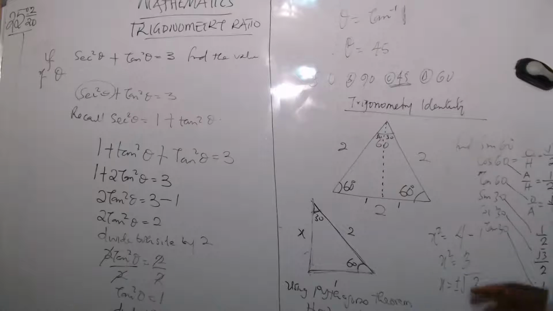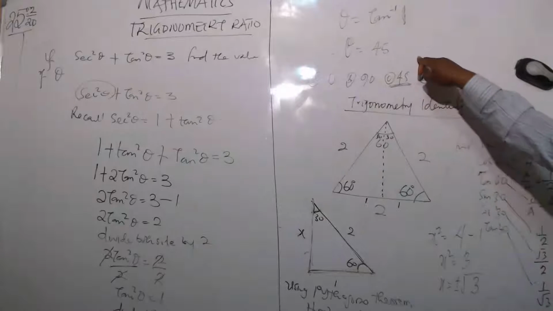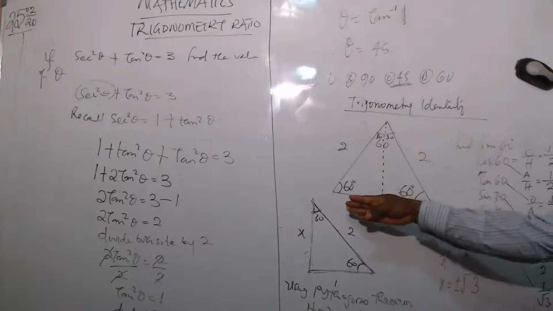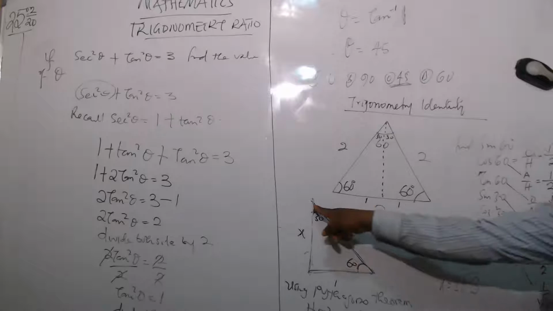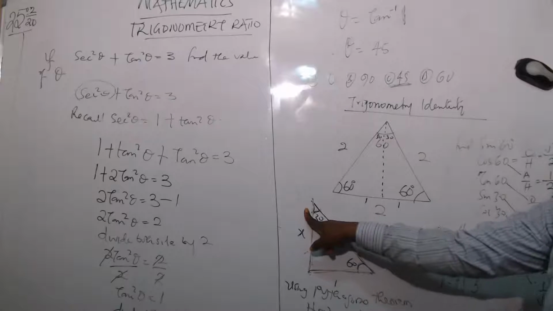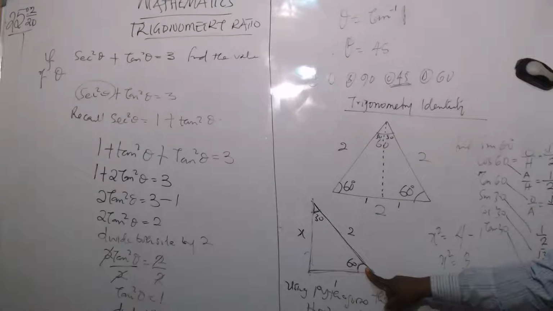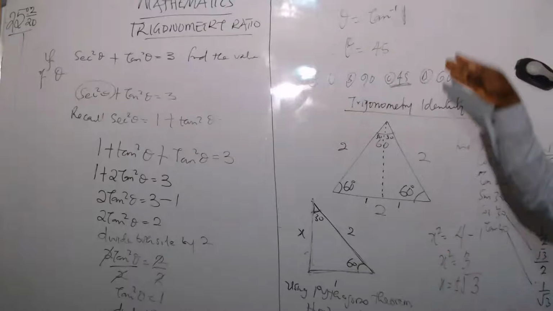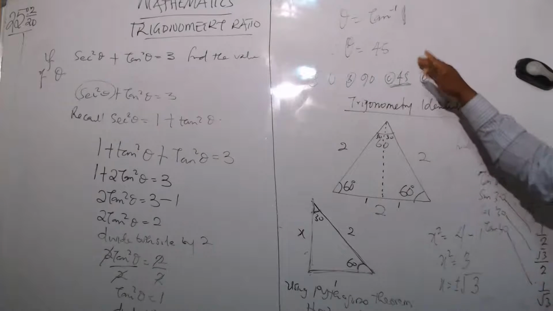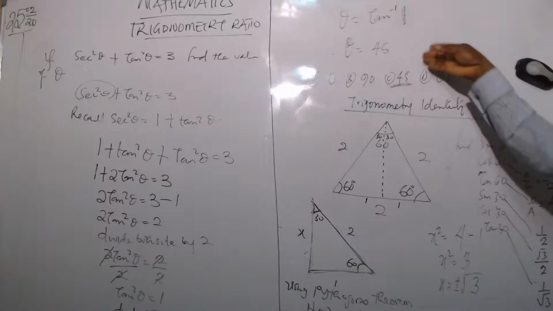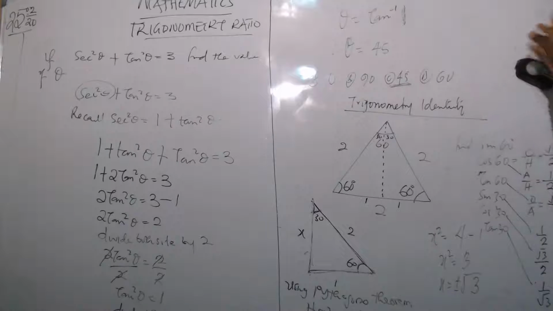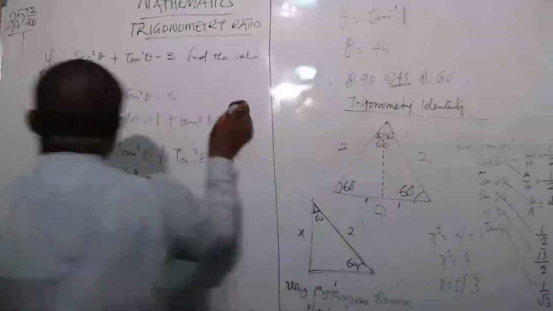Now, if you look at this, we have 45 here, and here we are having 30 and 60. This angle is less than 45. This angle is greater than 45. So there's no way we can use this triangle to solve this problem. Then how do we go for 45? Now look at this. How do we go for that 45?